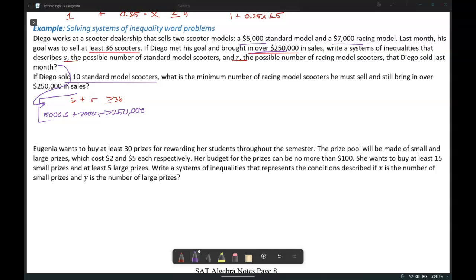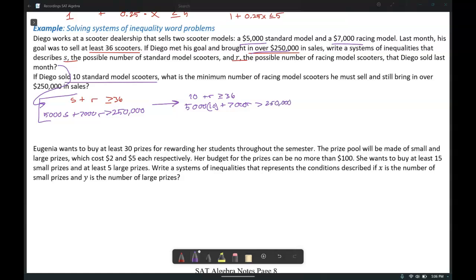Well, again, with systems of linear inequalities, we can't really solve them the same way that we do systems of equations. And so we have to look at the constraints and find the least possible value within a combination set that satisfies both inequalities. Well, they started by telling us he sold 10 standard model scooters. So we can actually take both of these inequalities and rewrite them as 10 plus R is greater than or equal to 36. And then 5,000 times 10 plus 7,000 R is greater than 250,000.